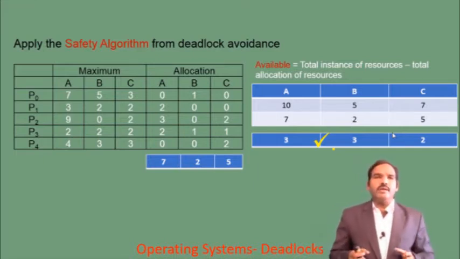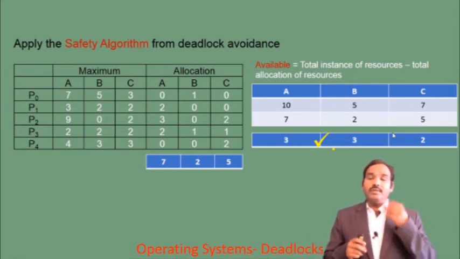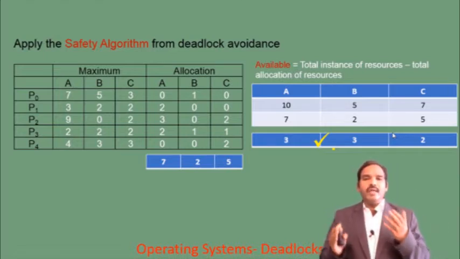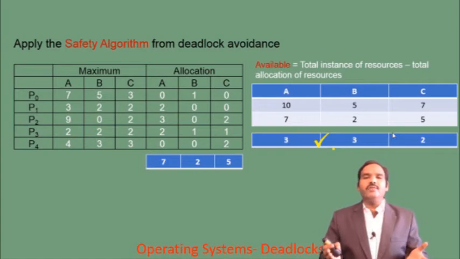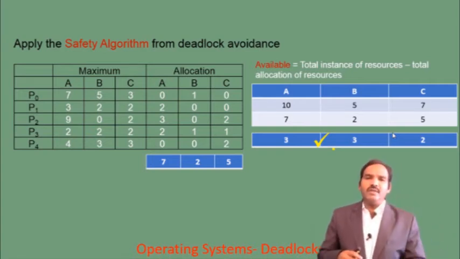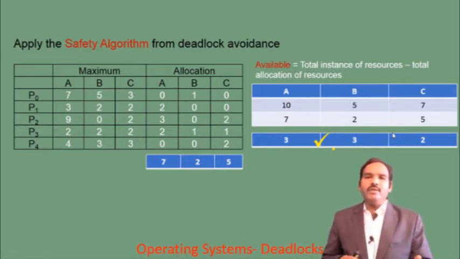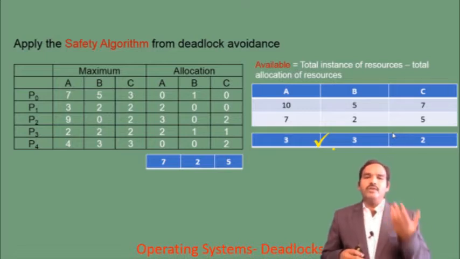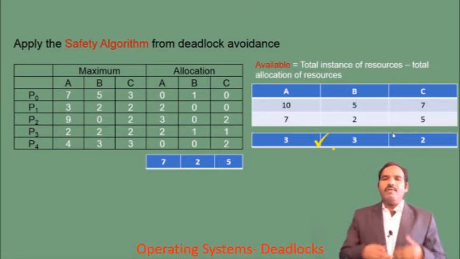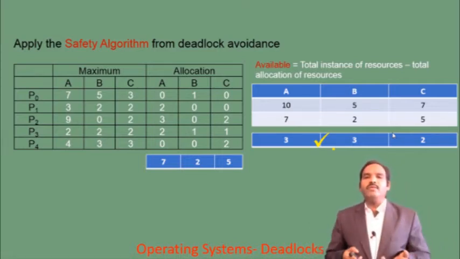So far we have calculated the current availability of resources. Sometimes in some problems they will give the availability also. But in this problem they have not given the availability of resources. They have given the existing resources and the maximum claim of all processes, and they have given the allocation status of resources to the processes. From that we have calculated, using the formula availability equals total instances of resources minus total allocation of resources.